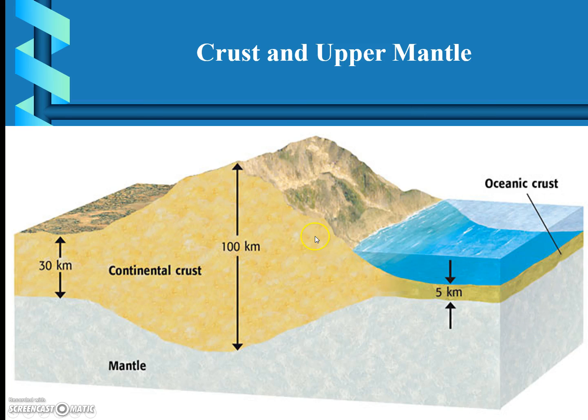So this is where we live, up on these mountains and things like that. We've got the ocean over here. Our continental crust is this part right here, that yellow part. And then our oceanic crust is underneath the ocean. This is going to be denser right here. This is going to be not as dense. We can get through this a lot easier than right here. And then right underneath here would be the mantle.